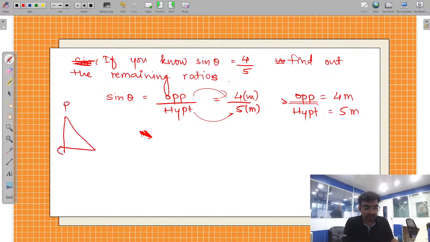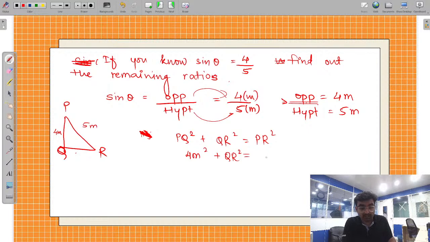Again, PQR. Okay. Opposite side, let's just say this has 4m, this has 5m. Correct. Now we don't know QR, so how to find QR? Obviously using Pythagoras, PQ square plus QR square is equals to PR square. We know PQ, that is 4m square plus QR square. That too we don't know, that's what we have to find out, right? And PR square, that is 5m square.